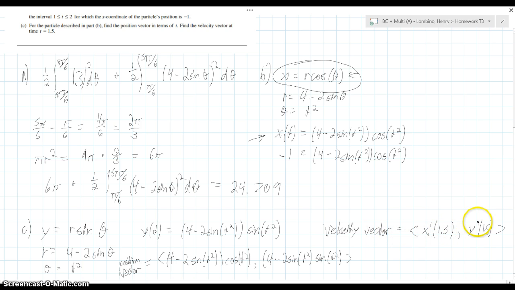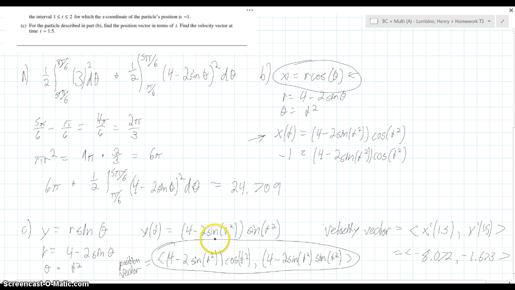You're going to plug those into your calculator, use the nDeriv function, and you're going to get the numbers of negative 8.072 and negative 1.673. And we're done.